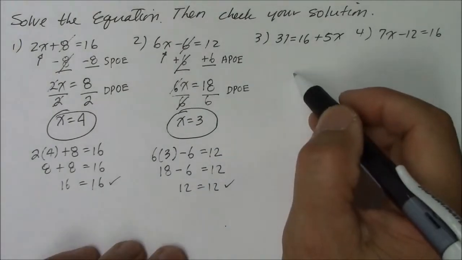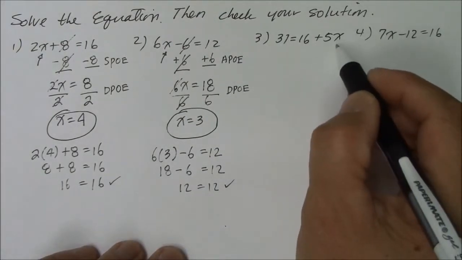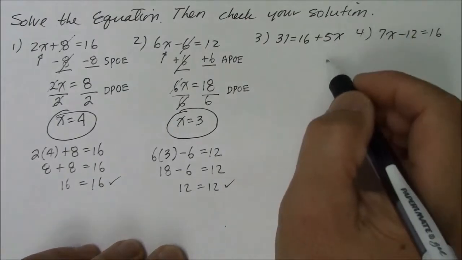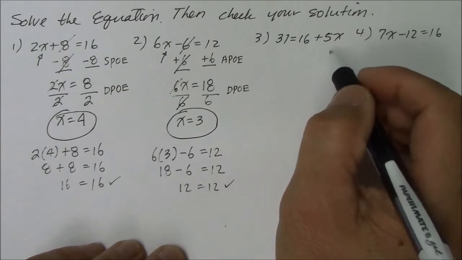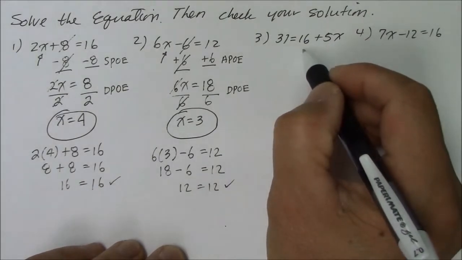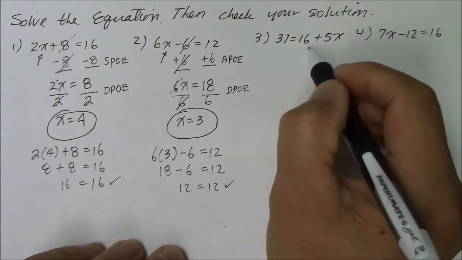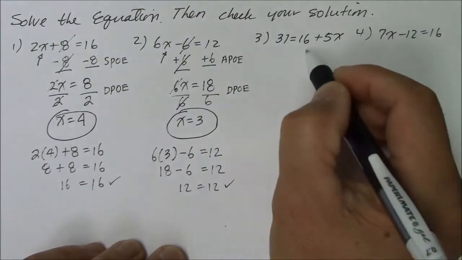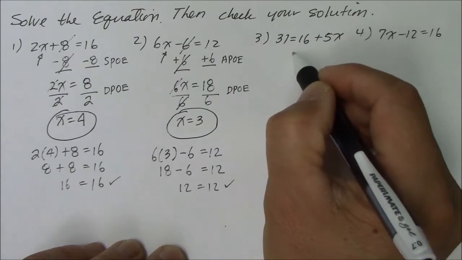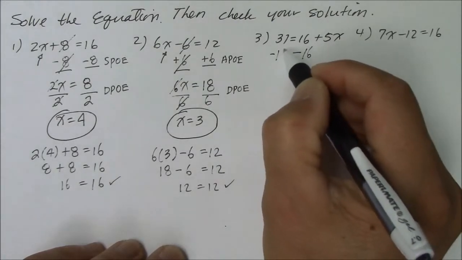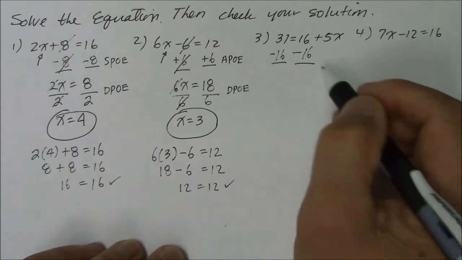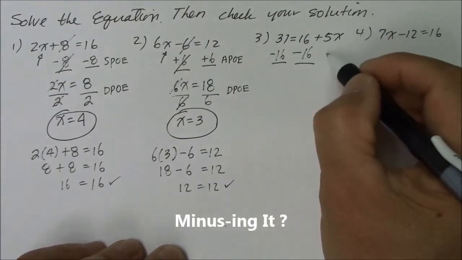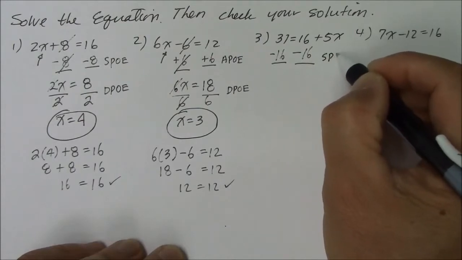Number 3. Were you scared because the x was on the right side of the equation? All right. But you have to be very careful. You have to move the constant 16 away from the x. So we have to move it to the left side this time. And how do you move a 16? Subtract 16 from both sides of the equation. And since I am subtracting it, this is called the subtraction property of equality.